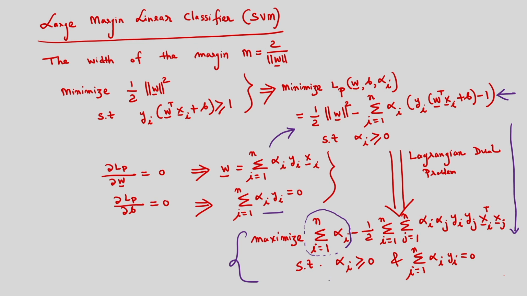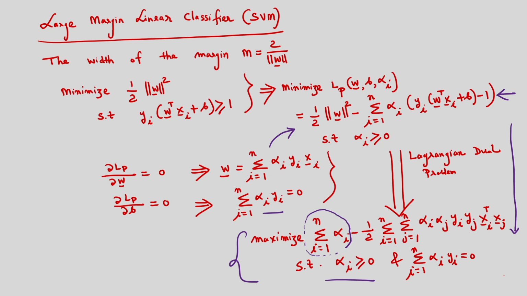So that means alpha I is greater than or equal to 0. That is for the support vectors. And what is the advantage of the dual problem? Because this optimization criterion can be expressed as inner products of the patterns xi. So that is the importance of the dual form.